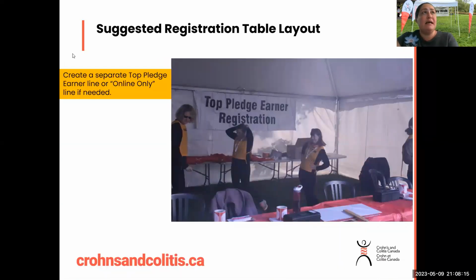And as I mentioned, we always say that it's better to have a top pledge earner line or an online only line. If you have a bigger event, you can have top pledge earner, offline donation, and online only, like 3 separate lines, or you can just choose to have a top pledge earner line. This will also make them feel more special if you have a separate line or a separate tent for top pledge earners. And in this area, you can just have the top pledge earner gifts available. Also, the line will move faster if they have a separate line.